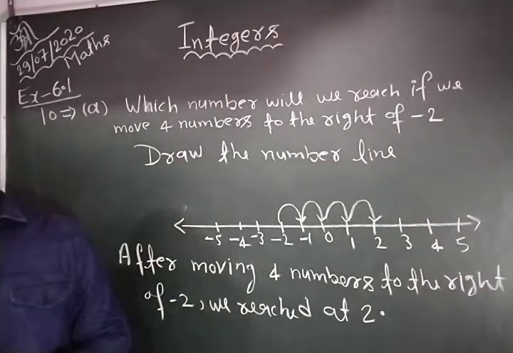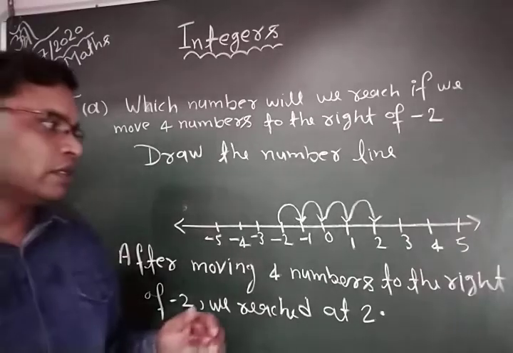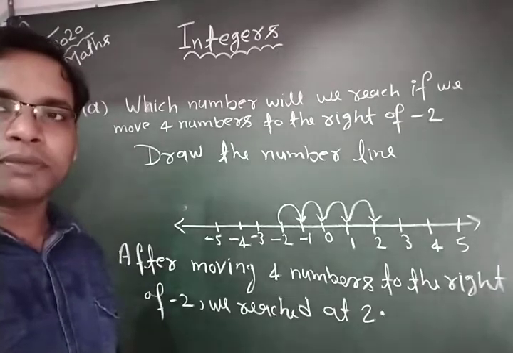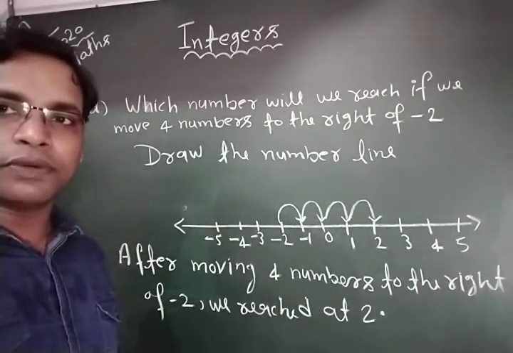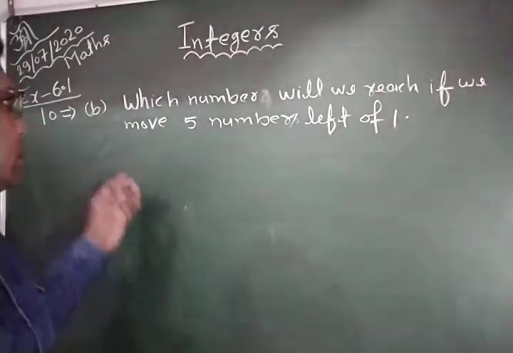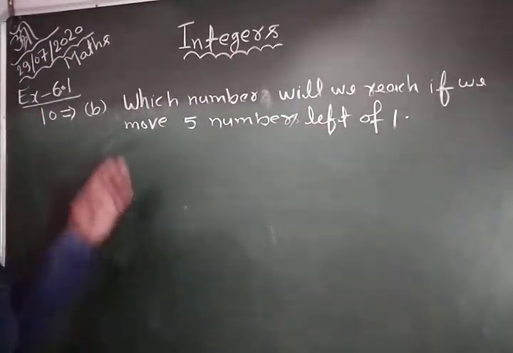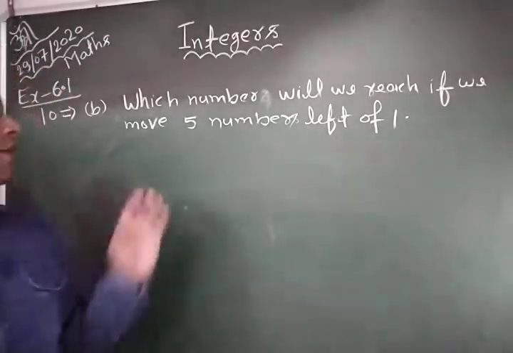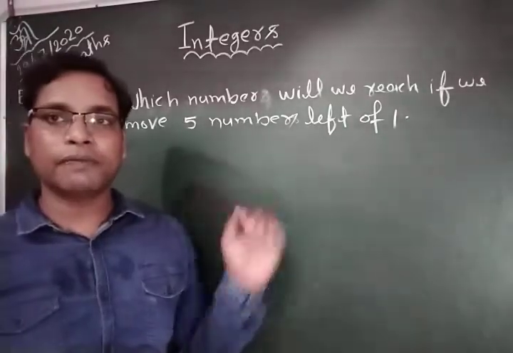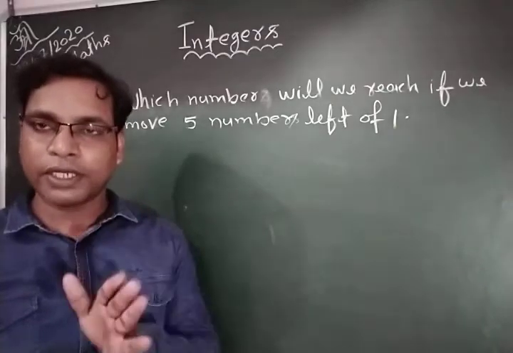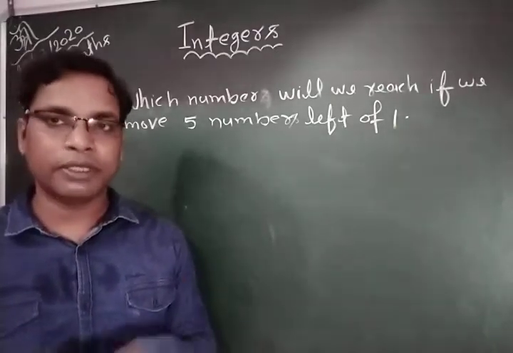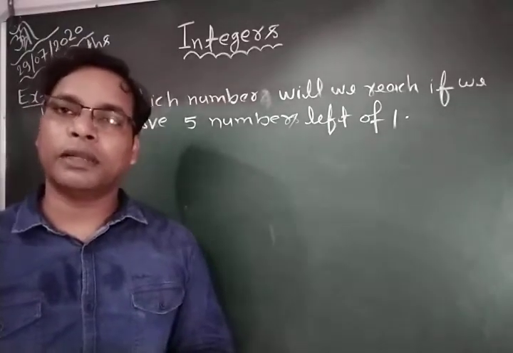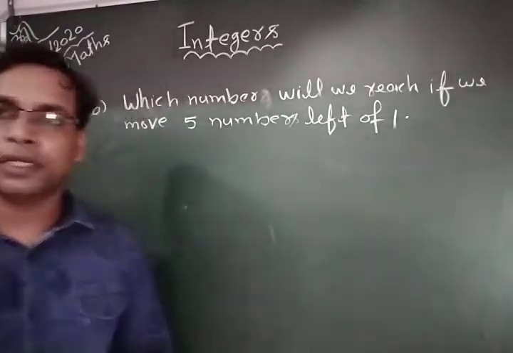Okay, and the B part of this question number 10 is: which number will we reach if we move 5 numbers to the left of 1? To the left of 1. So let's see where we reach after moving 5 numbers to the left of 1. This is the B part of question number 10. Which number will we reach if we move 5 numbers left of 1? So first we draw the number line. After this we check where we reached after moving 5 numbers left of 1.